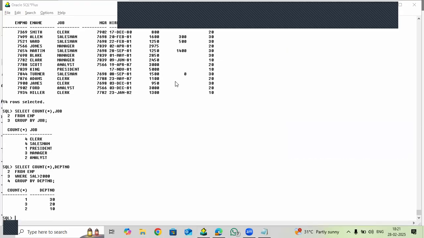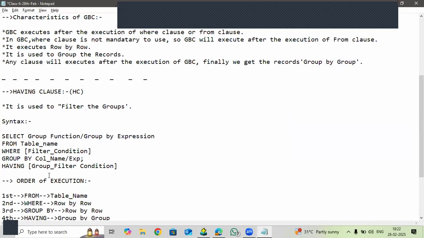So, make a next heading, having clause. So this is all about group by clause. Make a next subheading, having clause. So having clause is used to filter the groups.